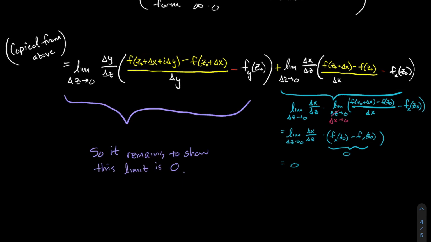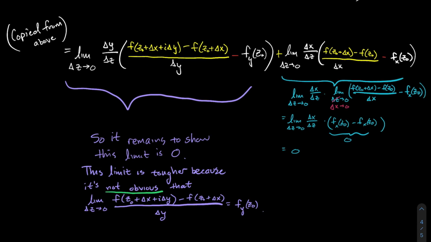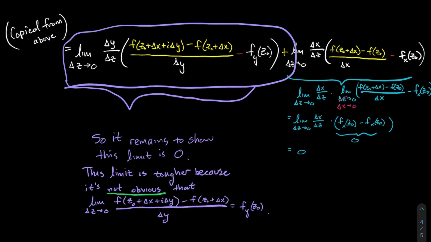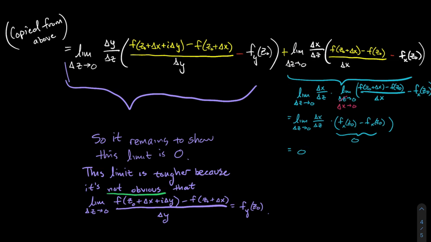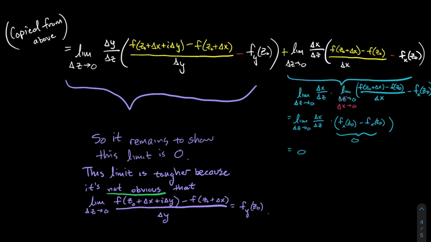And now it remains to show that this limit is 0. This one's a little bit tougher though, because if I zoom in on this, and by the way, showing that this limit up here is 0 is the same thing as showing that the limit of this is equal to this number. And that's the notation that I have chosen to run with down here. So showing that the limit of this difference quotient being f_y at z naught is the same thing as the partial derivative of f with respect to y, it's not an obvious thing to do.